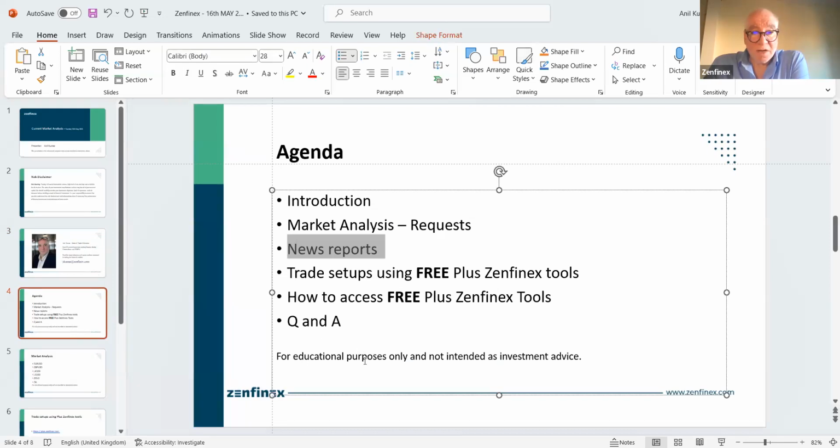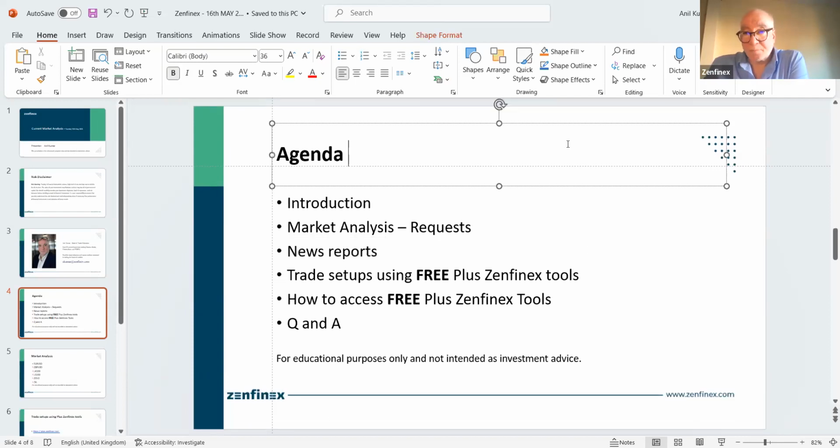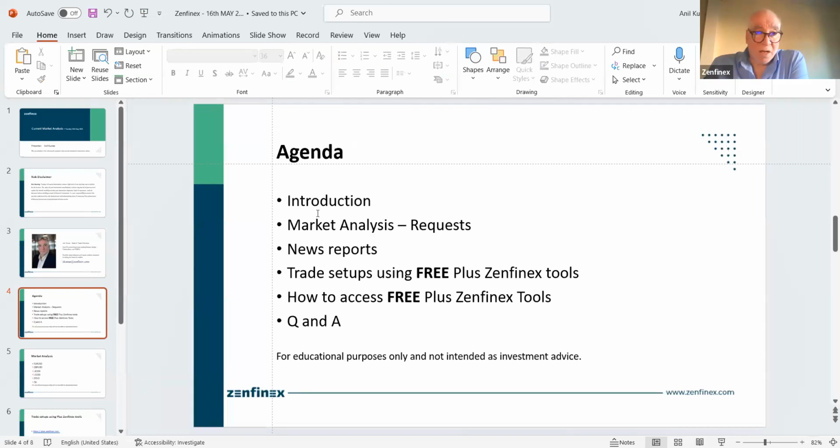Do remember, this is for educational purposes only and not intended as investment advice. The purpose really is just to show you how I look at charts every single day and how I look for trading opportunities. And it's a systematic, regimented routine that I just follow every single day. And the consistency of that gives me a very good understanding of where the areas are that I'm going to be looking for trading opportunities and place trades.